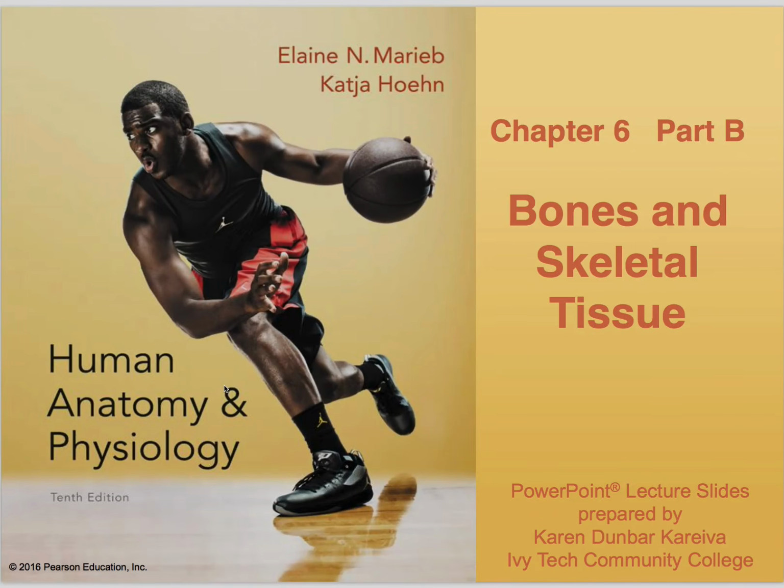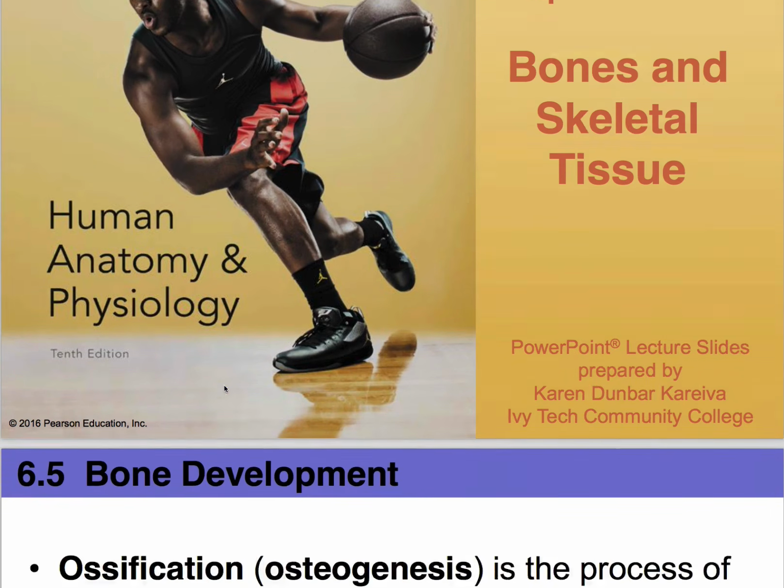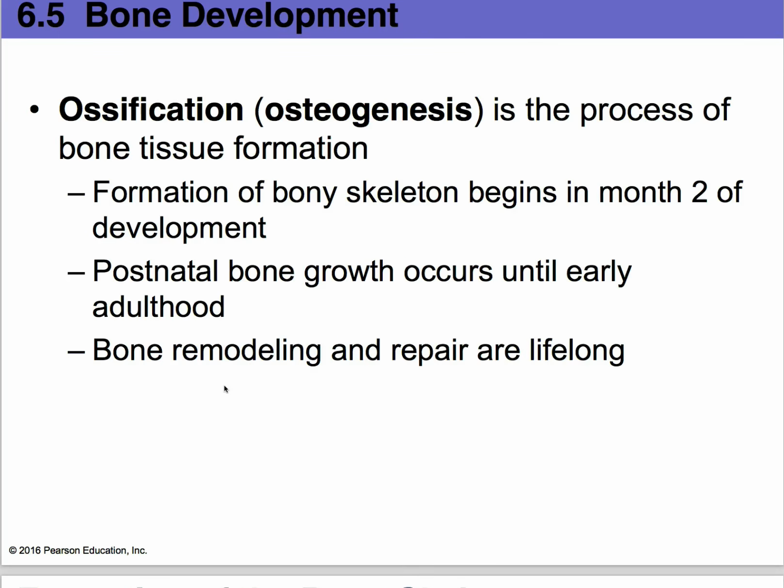So we're going to be starting, or continuing actually, with chapter 6. This is part B on bones and skeletal tissue. Now for bone development, the terms osteogenesis and ossification are synonyms, so they're used interchangeably. This describes the process of bone tissue formation.